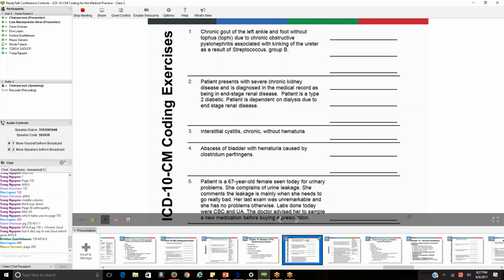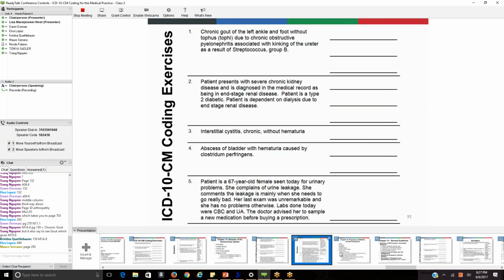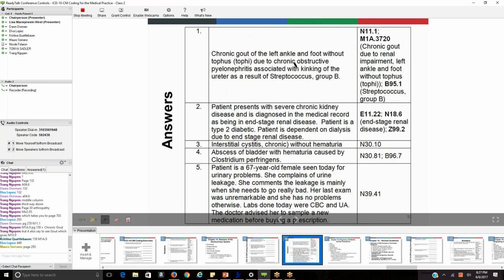So let's see if we got that one right. Yep, N11.1, M1A.3720, and B95.1. Very quickly, go ahead and write these down.